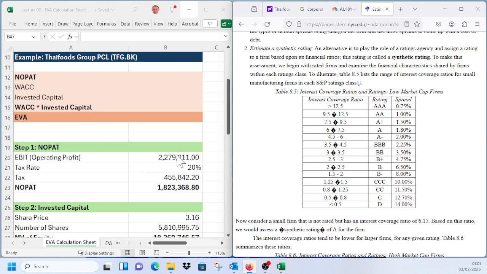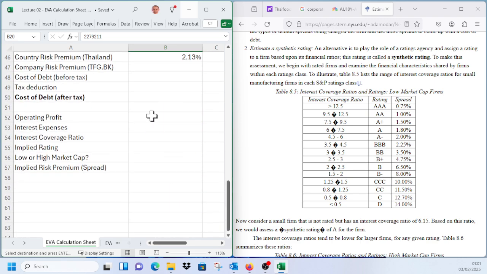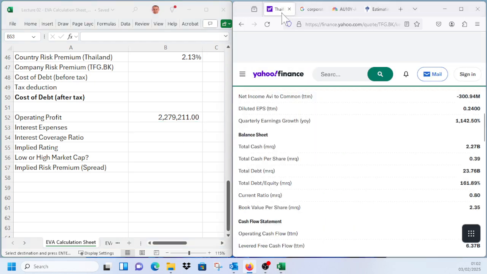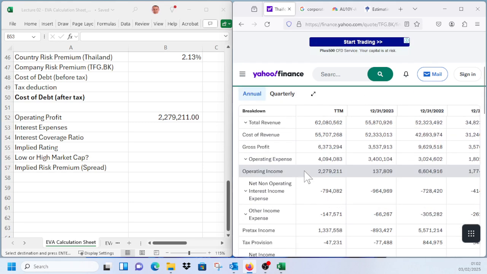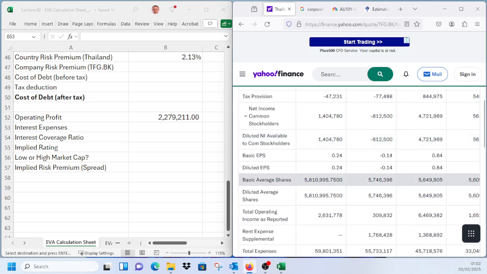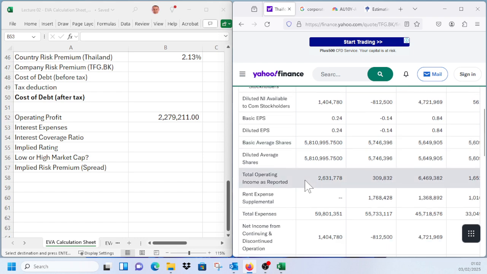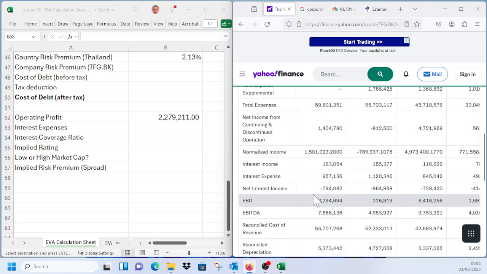So the operating profit, let me just copy that from here. That's the EBIT here. So I copy that and I put that down here in my table. And I need to find now the interest expenses. So I go back to Thai Foods Group, and we need to go to the financial statements. And here in the profit and loss statement, we somewhere will find the interest expenses. Here it is. So in the most recent quarter, in the last 12 months, up to the most recent quarter, Thai Food Group had interest expenses of 957.136 million. So let me type this here, 957.136.